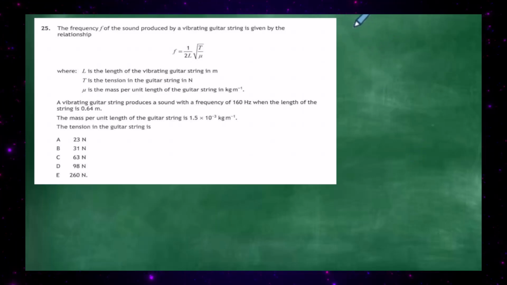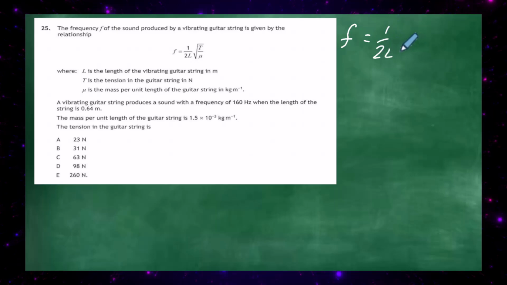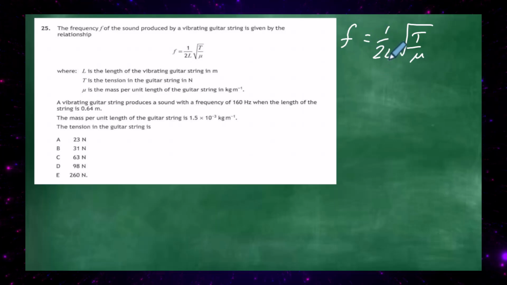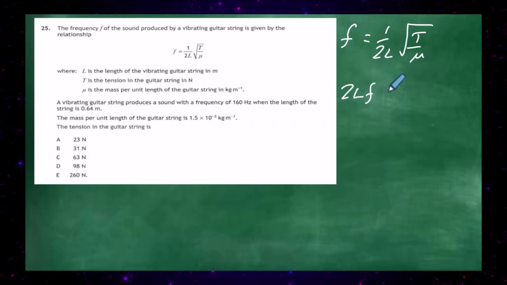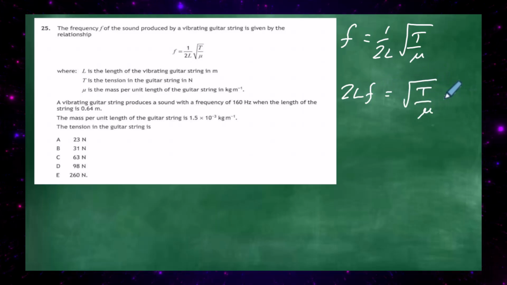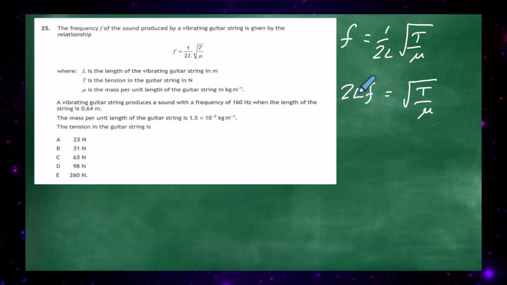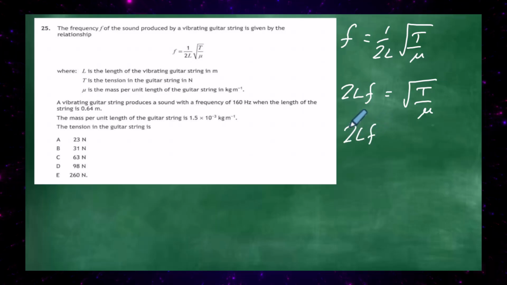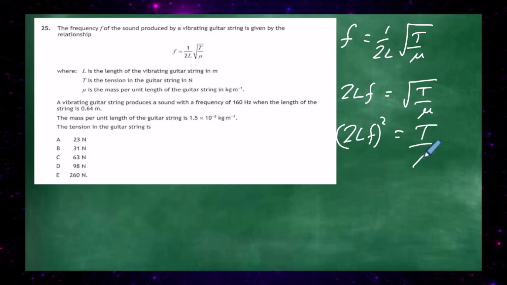Okay, we start with the formula. We have the frequency f equals 1 upon 2L times the square root of the tension divided by mu. I'm going to multiply both sides by 2L to get rid of this fraction here, so I'm going to end up with 2Lf equals the square root of T upon mu. And if I square both sides, I'm going to get rid of the square root. So 2Lf all squared is going to equal T over mu.